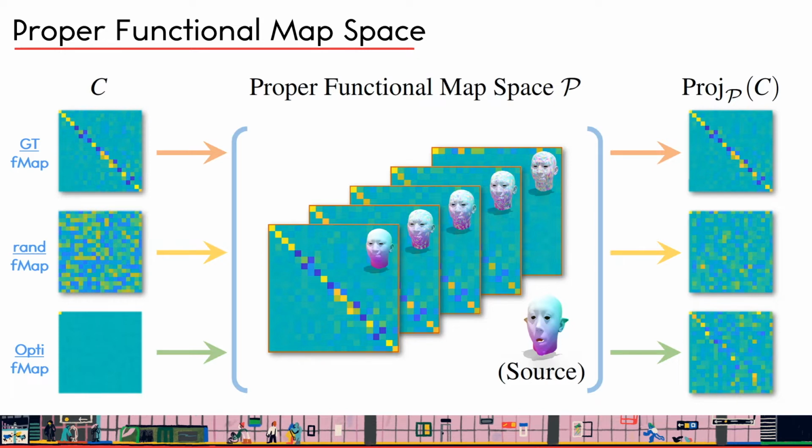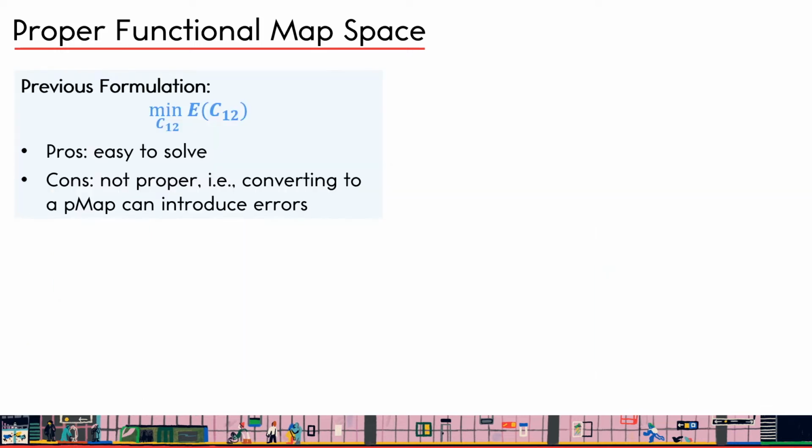This motivates our formulation that it is important to solve for a proper functional map during the optimization. In the standard functional map pipeline, as discussed before, we usually optimize a functional map without any hard constraint. This is easy to solve, but the output functional map is usually not proper, which means the optimized functional map does not correspond to a pointwise map directly.